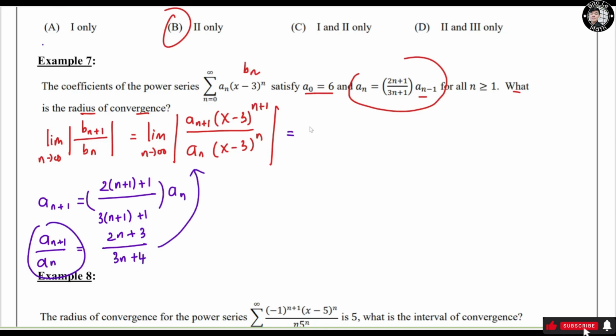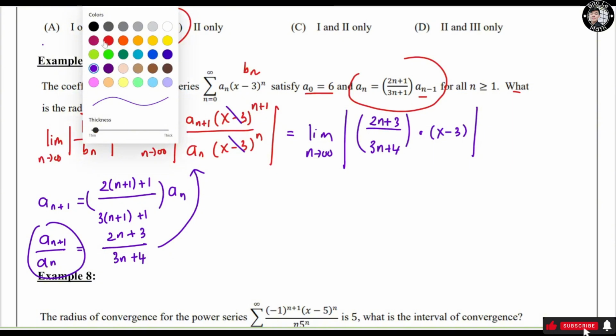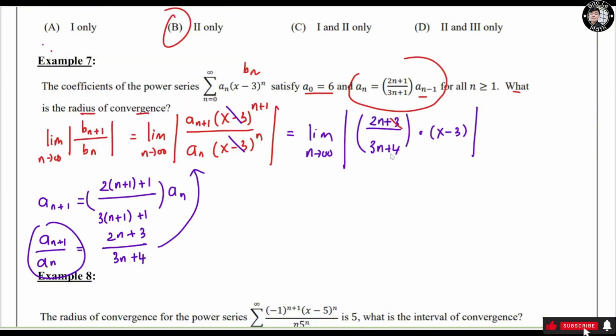So I'm going to have the limit when n approaches infinity of the absolute value of 2n plus 3 over 3n plus 4, right? Times, you're going to simplify this and this, you have s minus 3 left, right? Now, when n approaches infinity, we're going to use the relative growth rate, right? We can ignore this and this, right? So then, we're going to simplify n and n. The answer is 2/3, right? So, it could be 2 over 3 times s minus 3, right?